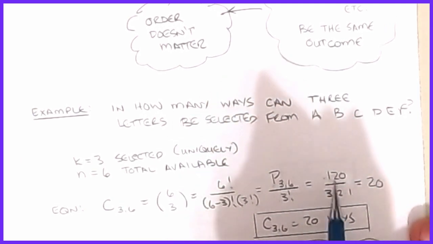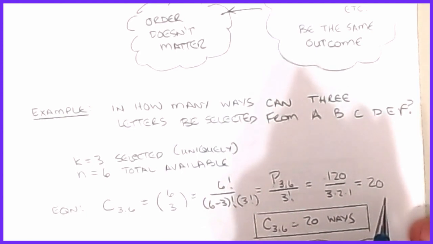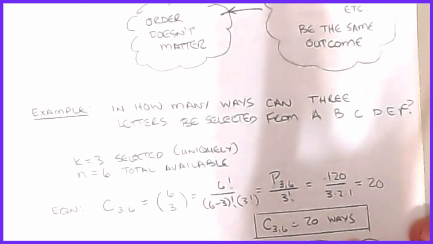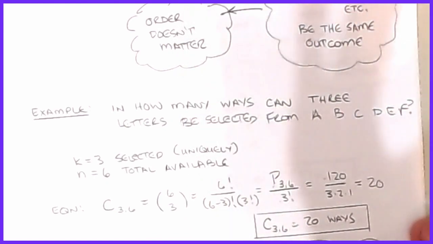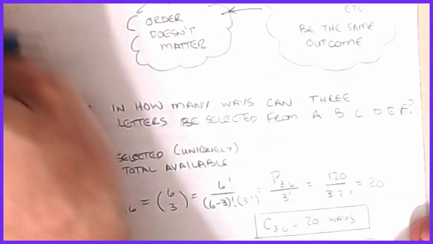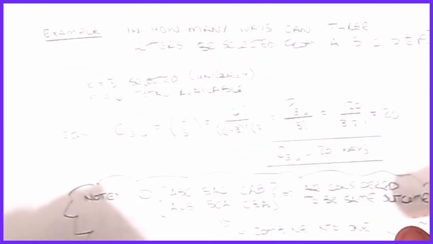So that's 3 times 2 times 1. We now have 20 unique ways. Okay, or at the end, after I look at the letters in my hand, I have 20 different sets of 3 letters that are happening when I do that. So you can see a combination is almost always smaller than a permutation.